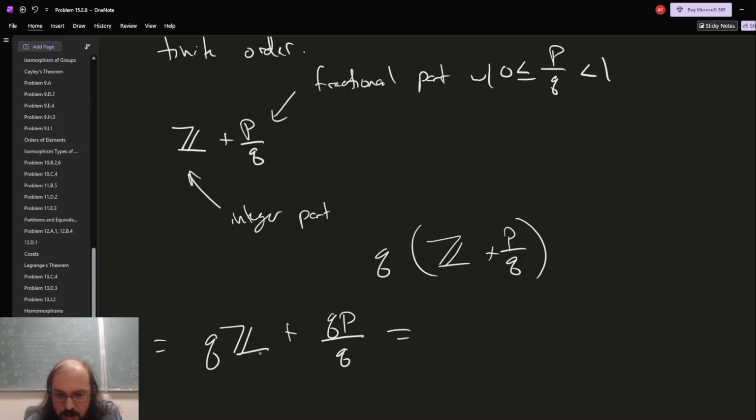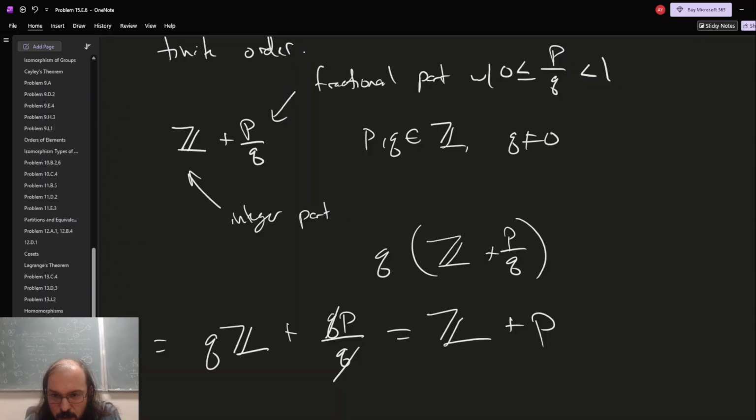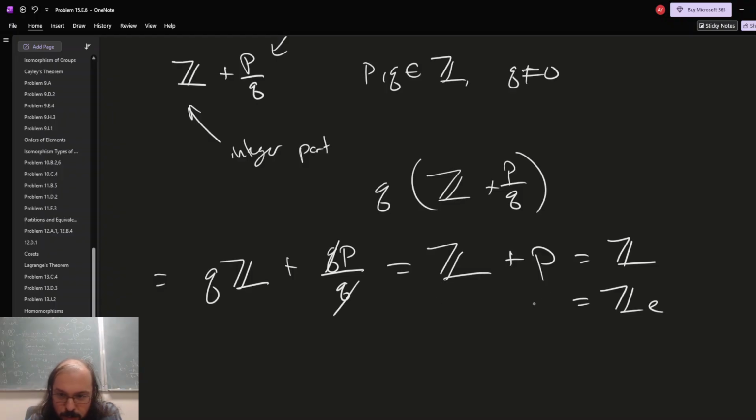Q times z, the integer part, right? That's just z again, right? This is absorbed into z, right? It's the integer part. Here, the q's cancel, and p is an integer, right? Because all of these are rational numbers, p and q don't have to be natural numbers. They can be integers as long as q is not 0. And so p is also an integer. And so this is z, which is the same thing as ze, right? The identity of this quotient group.